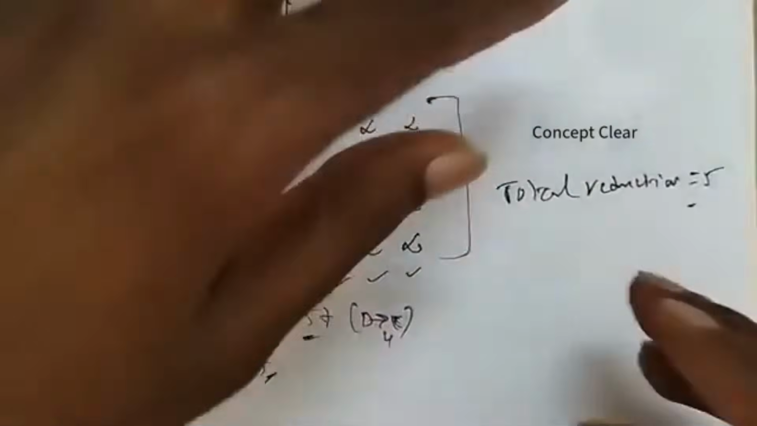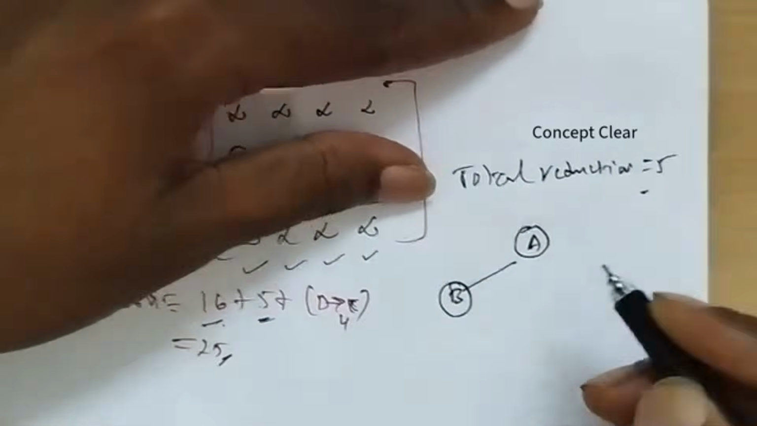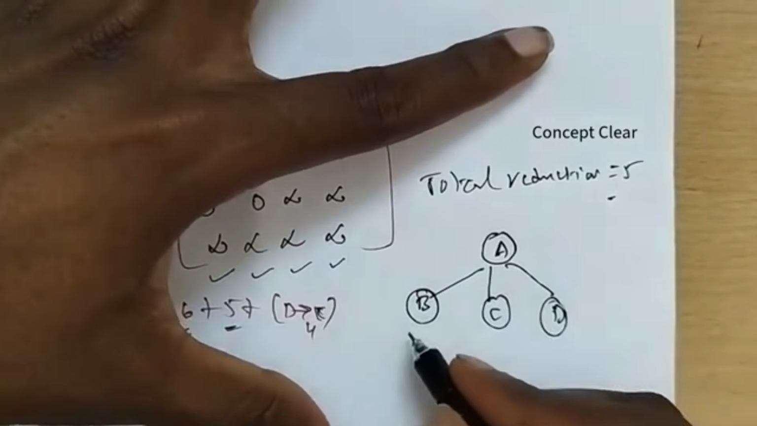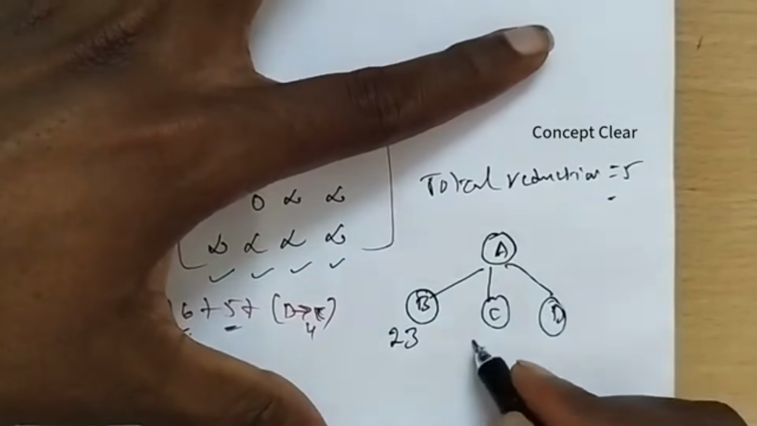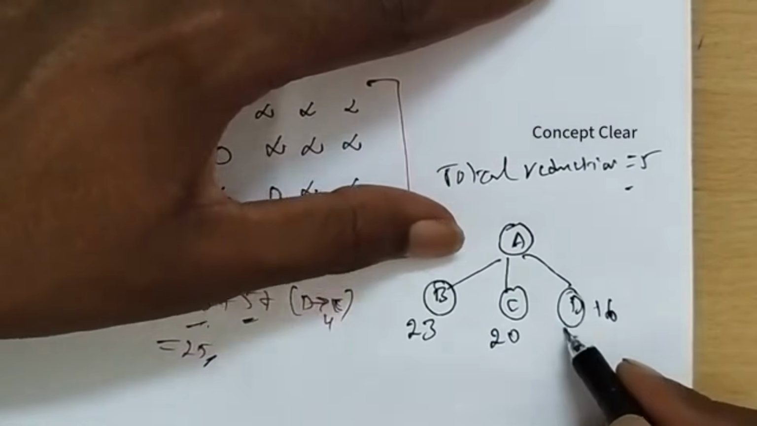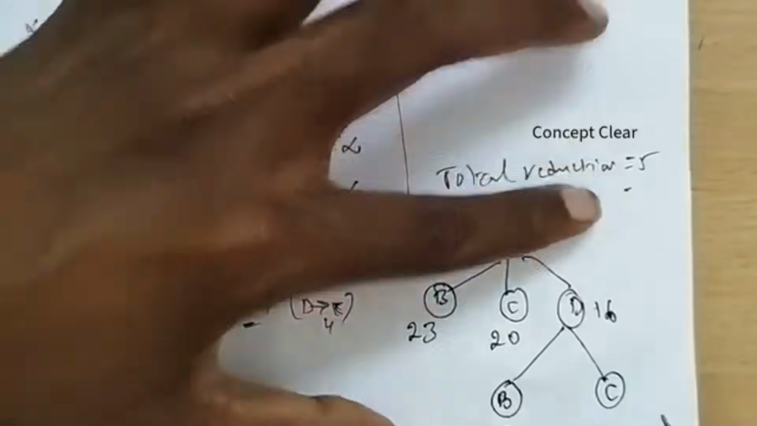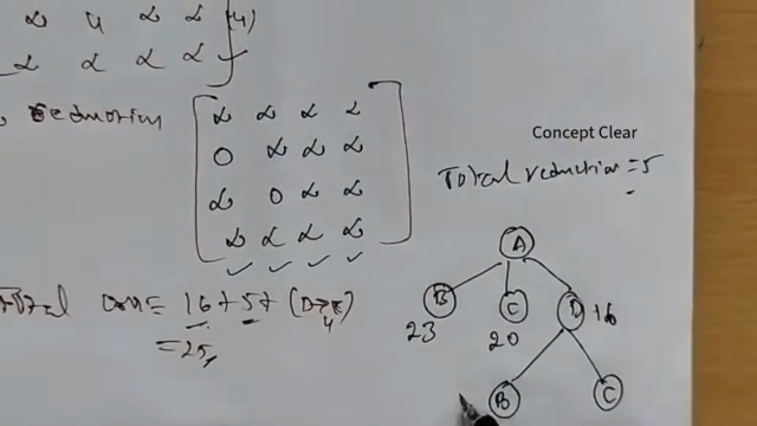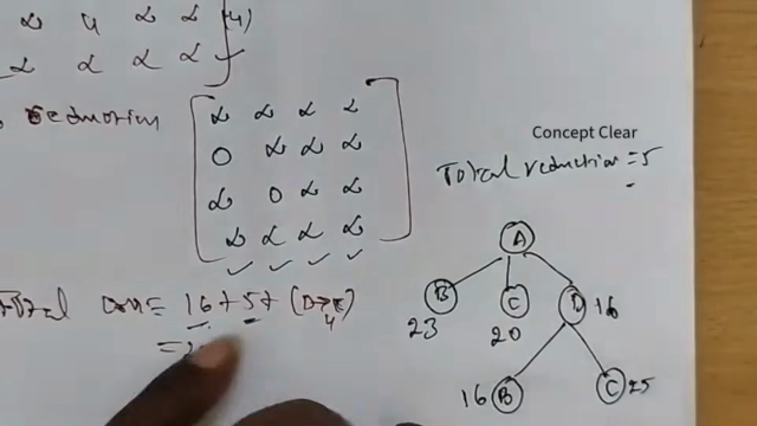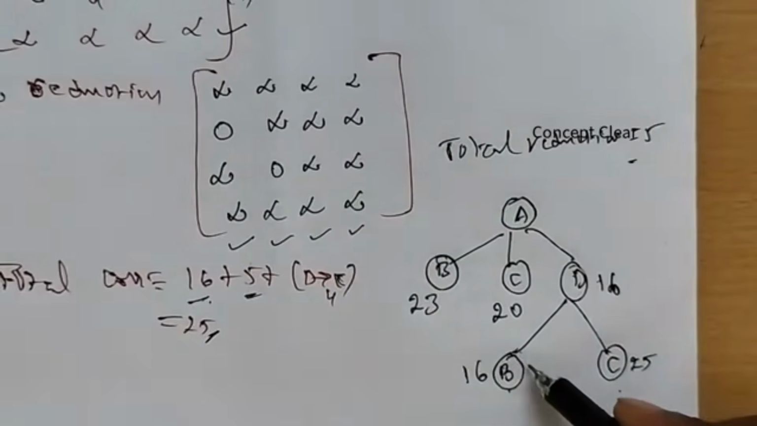And what about the next diagram? The diagram is A, B, C, D. Okay, here B value A to B is 23. Here C value is 20. Here D value is 16. Then that's why we are extending here D to B, D to C. What is the cost here? The cost is 16. And what about this one? Here it is 25. So comparing B and C, 16 and 25. Which one is the least value? 16 is the least value.